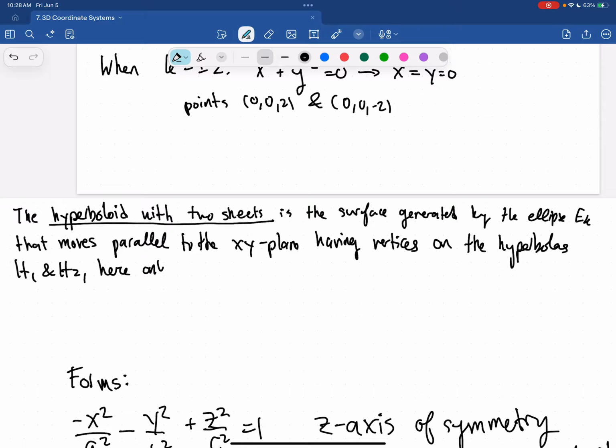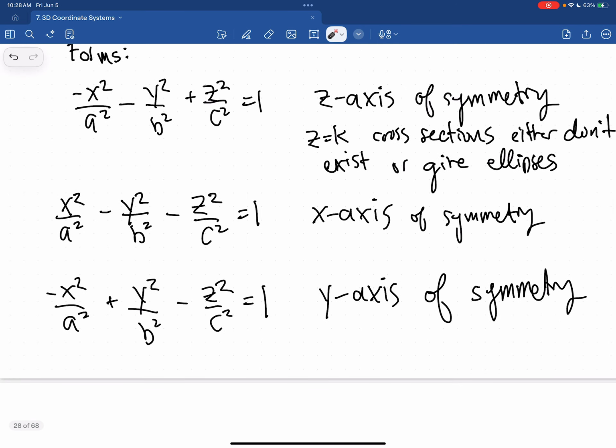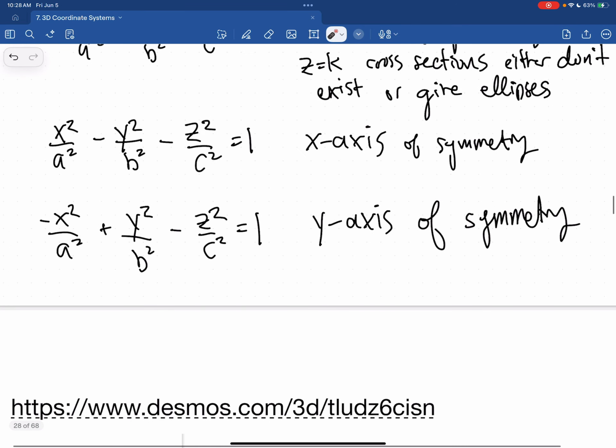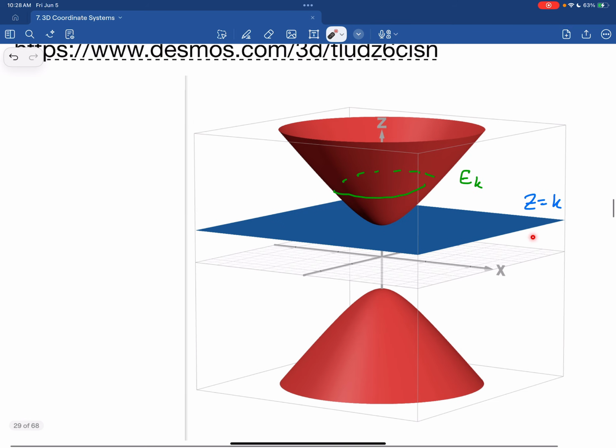Here only, in this example, for absolute value of k greater than or equal to 2, but certainly depending on some of our coefficients, we could have had something slightly different. This is what we get if we're centered elsewhere. And we can see two sheets, we have two things that are negative, and that's the pattern that we can pick up on. And here I've got that Desmos graph. You can see here, when we have k between the two sheets, we don't have any cross sections at all. We need to move it up to get the E_k's.